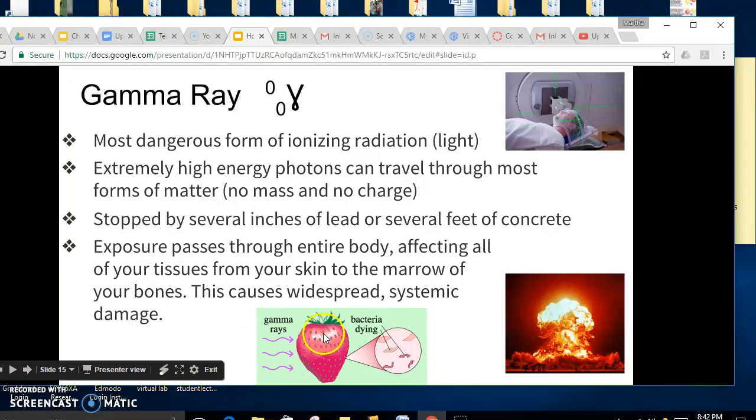We do use gamma rays. We expose a lot of our food to gamma rays to kill bacteria cells. That's how they can remove contamination from our food. But this is the reason why you are covered in lead when you have an X-ray or a CT scan or an MRI. You are covered so that certain parts of your body are not exposed to excess radiation. This is also the dangerous radiation we associate with atomic bombs.